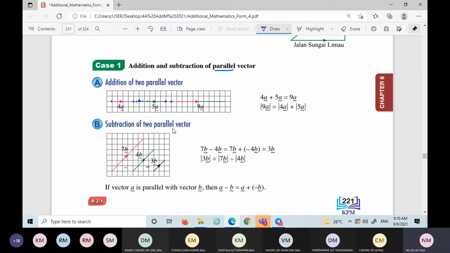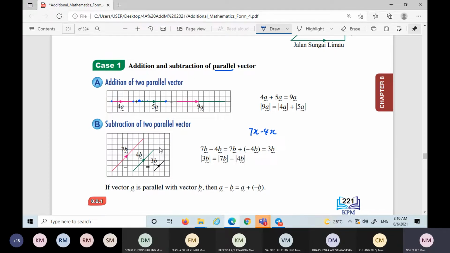Subtraction. Look at this. 7B minus 4B. Actually 7B, you can write it as plus a negative 4B. Negative 4B is in another direction, this direction. So altogether it will become 3B. It's actually very simple. You just minus as usual, as your vector is like a variable. Example, you are doing 7x minus 4x. Do the same thing, so you get 3x. So here you will get 3B.